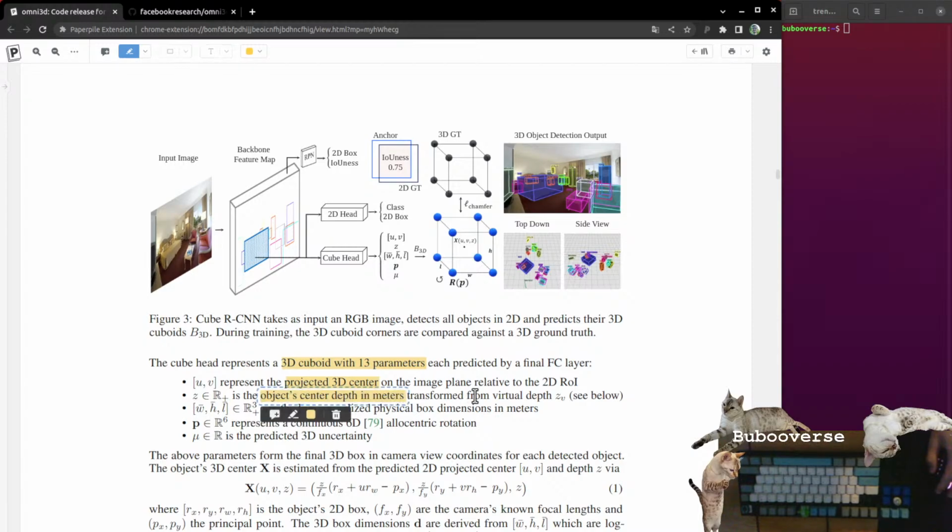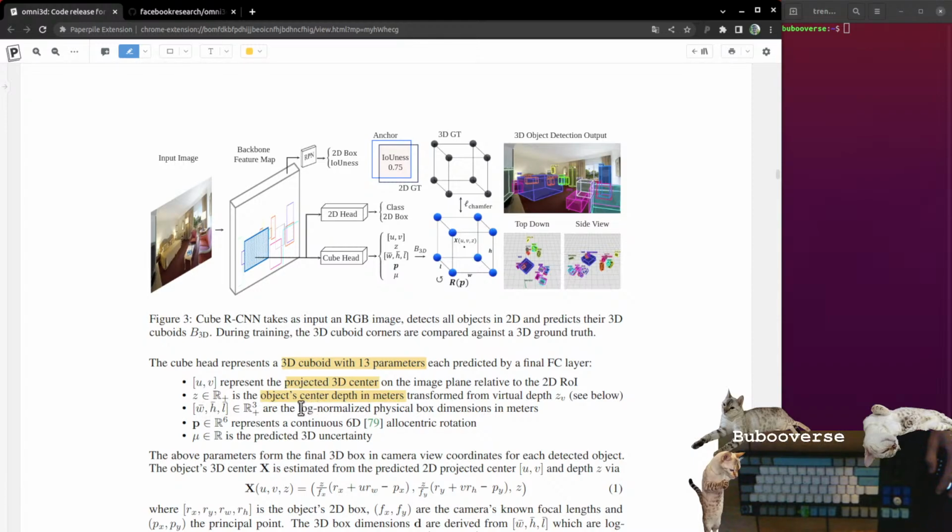Okay, so they're saying the center of the object in image space, or in the image plane. Then they have how far away that center is in meters, in real. So this Z component here is really where you're getting the actual sense of the depth. This is going to be probably the one that's most sensitive to things like focal length and camera intrinsics.